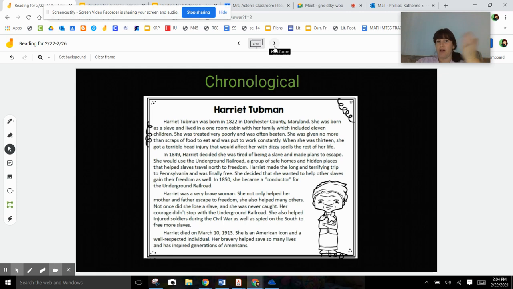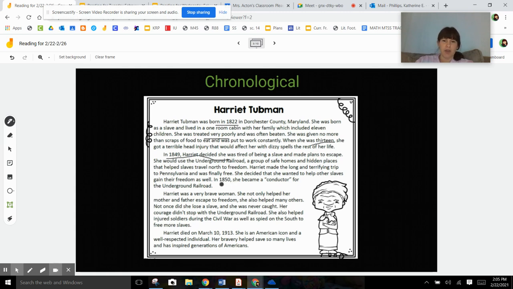So the first one is chronological. As you can see, I know we read this text with Miss Just, and Harriet Tubman's, if you read through this passage, it goes from the day she was born all the way to the day that she died and everything else in between. So she was born in 1822. The next thing they talked about how she was treated poorly, she was beaten when she was 13, so she's starting to get older. She had a head injury.